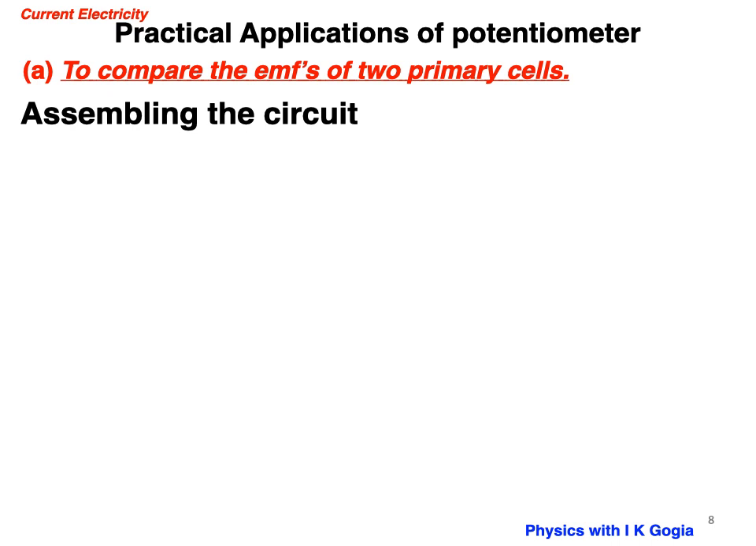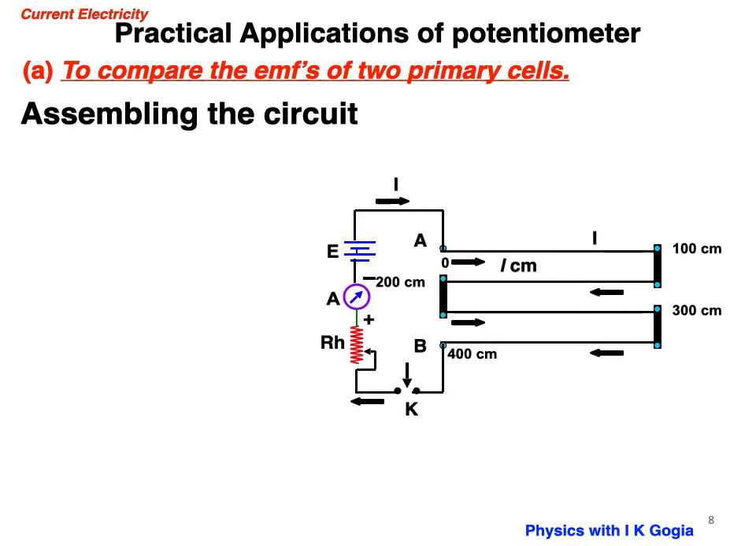Assembling the circuit, which is always very important. This circuit is repeated except for that voltmeter part. Now here what we will do is that the voltmeter will be replaced by the two cells. Let's see how. This is the circuit for cell 1. Here we are going to fit in cell 1. Here we will fit in cell 2.